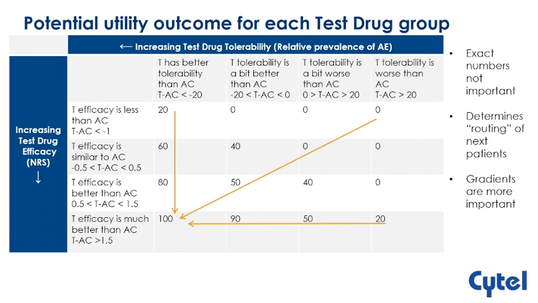If the difference was between -20 and 0, then that was considered a little bit better. If it was between 0 and 20, that was considered a little bit worse. And more than 20 percentage point difference above morphine was considered worse than morphine.